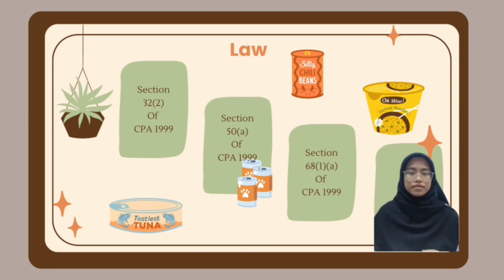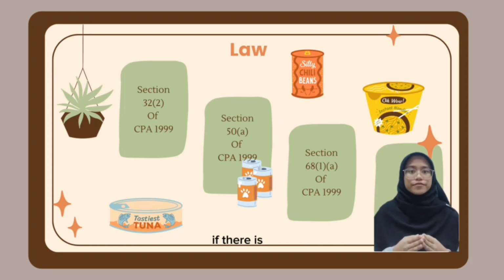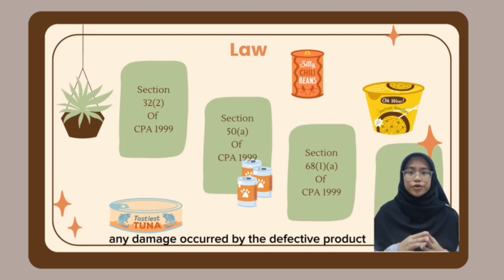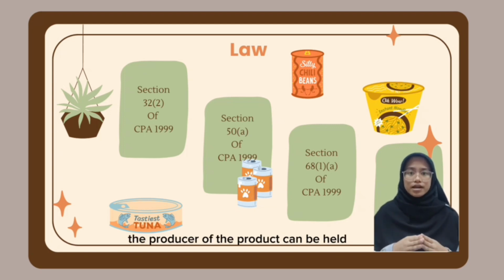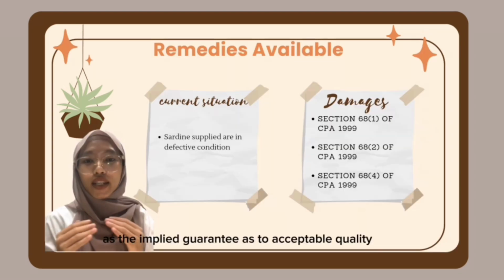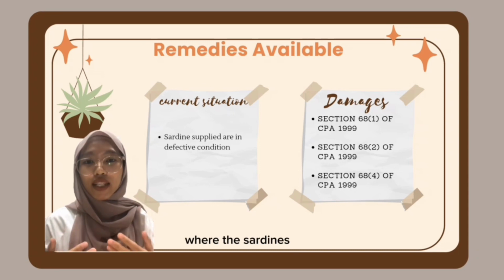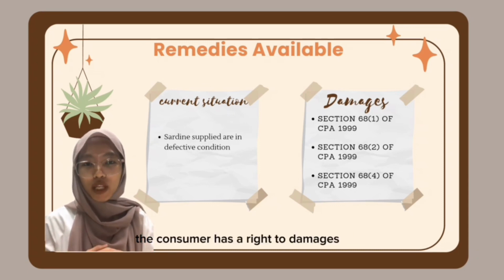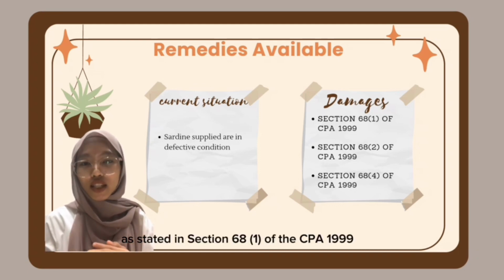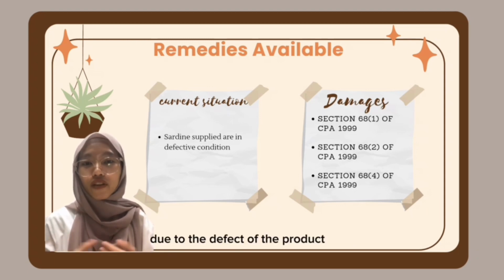Lastly, according to Section 68 Clause 1 Clause A of CPA 99, if any damage occurred by the defective product, either wholly or partly upon the consumer, the producer of the product can be held responsible. As the implied guarantee as to acceptable quality has been breached by the manufacturer, where the sardines that have been supplied are in a defective condition, the consumer has a right to damages. As stated in Section 68(1) of the CPA 1999, the producer or manufacturer will be liable for damages due to the defect of the product.